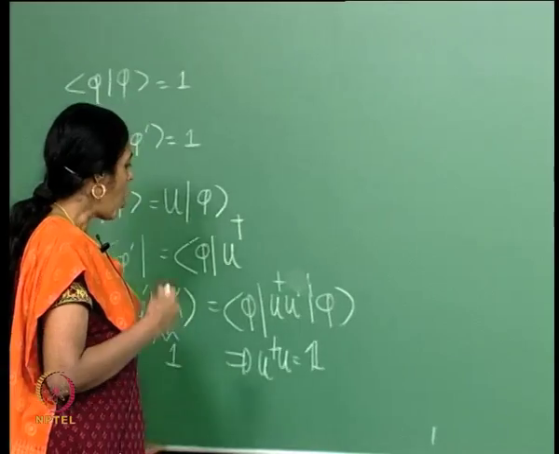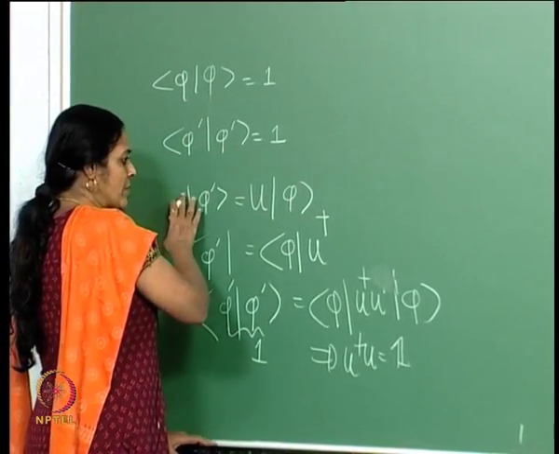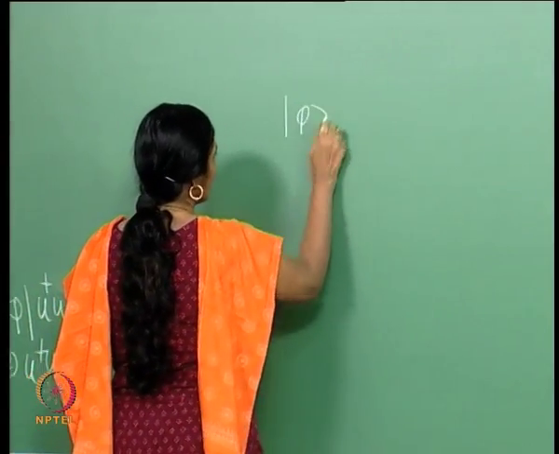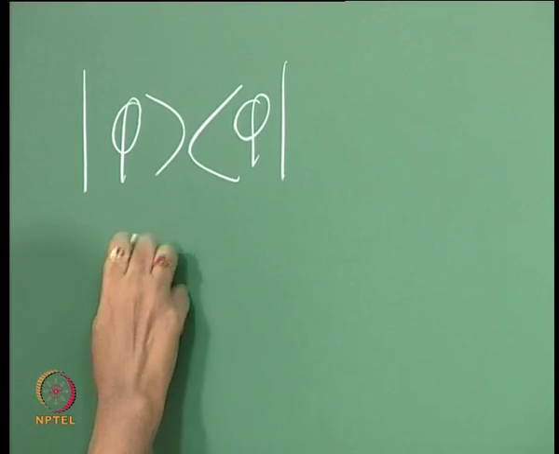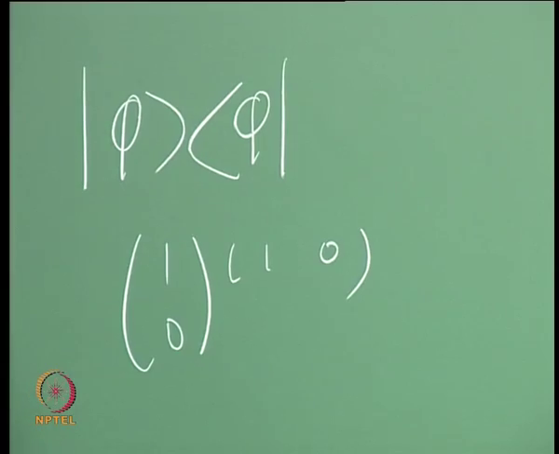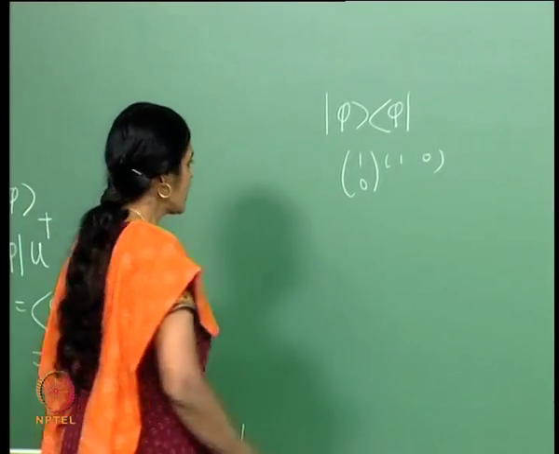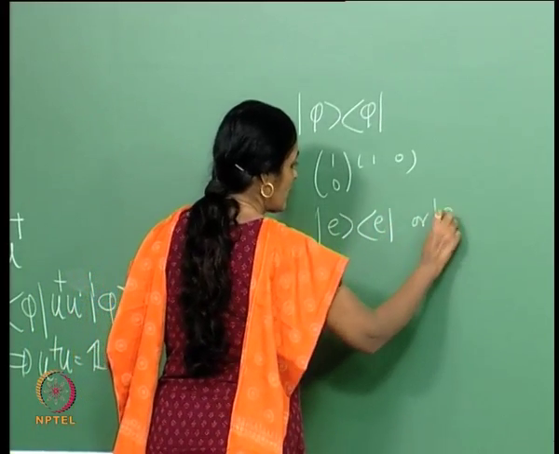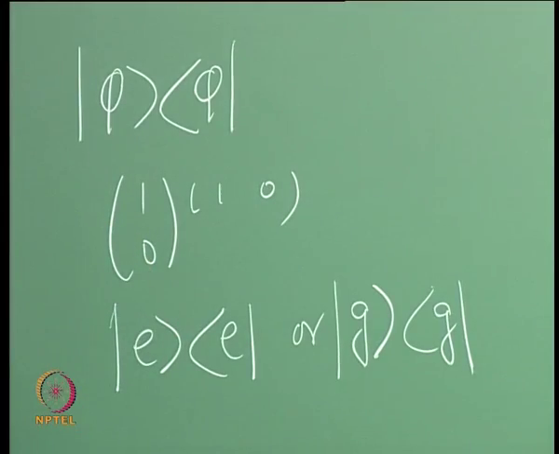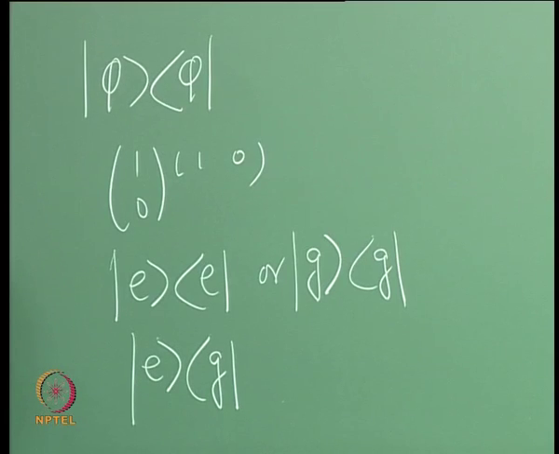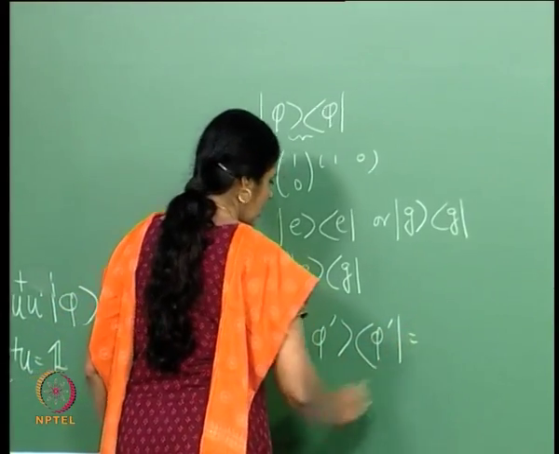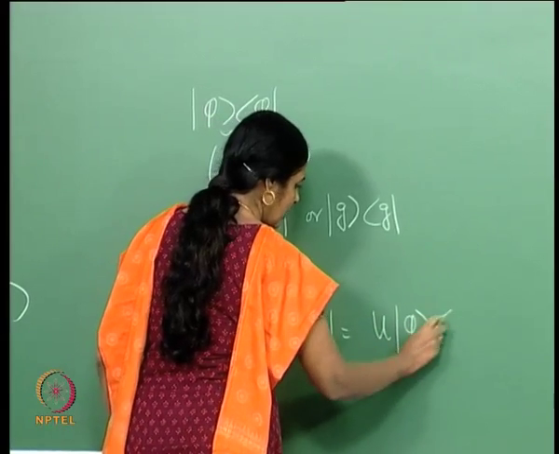Now, what happens to operators when they go from the old basis set to the new basis set? Consider, for instance, this operator. In the parlance of column vectors, it could well be the operator 1 0 1 0. When we talk about two-level atoms, it could well be the operator EE or GG. Whatever I say now can also be extended to operators like EG. But just for purposes of illustration, I would consider an operator like this. So, phi prime is U phi U dagger.